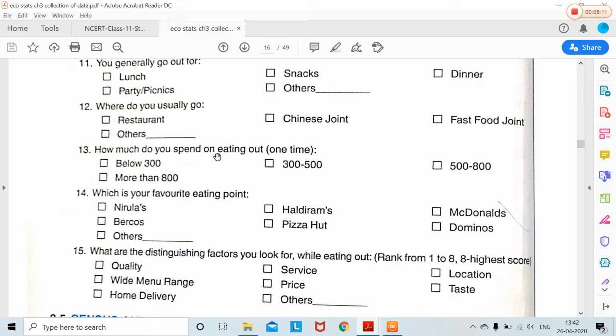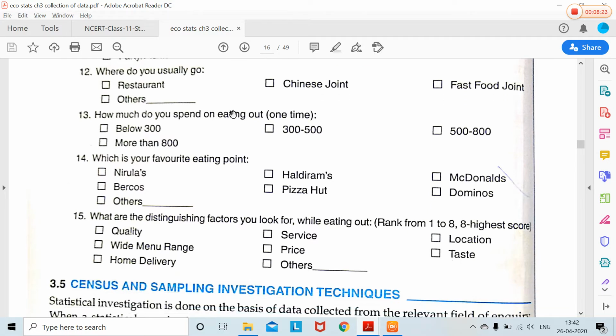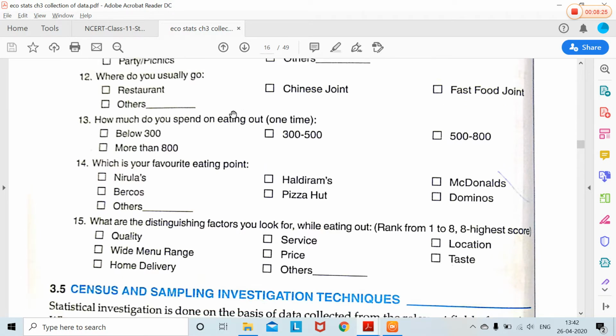Now, how much do you spend on eating out in one time? Like, what is the average amount of your bill when you go out and eat? So, this can be anything, whatever options you want to give here. The person has taken below 300, 3 to 5, 5 to 8, and more than 8. Which is your favorite eating point? Then this can be like anything.